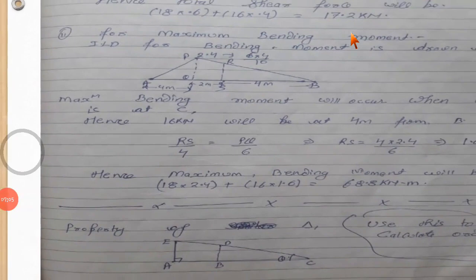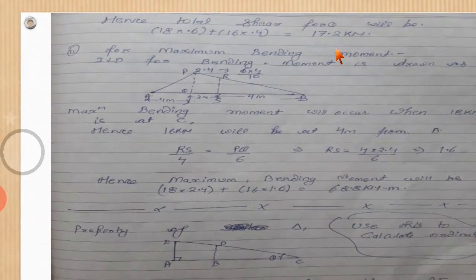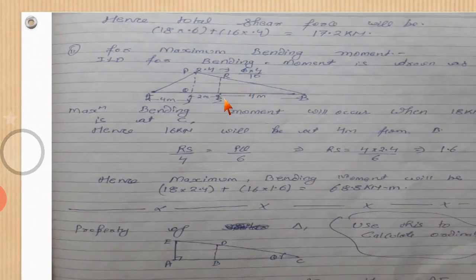For maximum bending moment, the ILD is given by this type of diagram, which we have also seen in the previous lecture. This ordinate is given by Z into L minus Z upon L. So this distance is 4 and this is 6. 6 into 4, 24 upon 10, that is 2.4. This I have written as 6 into 4 upon 10.